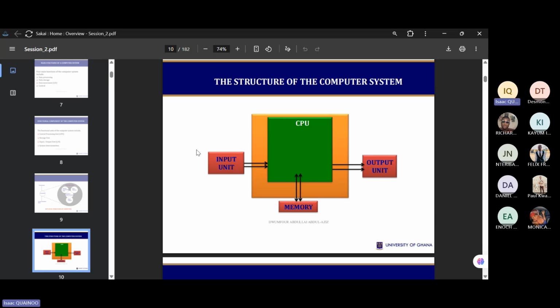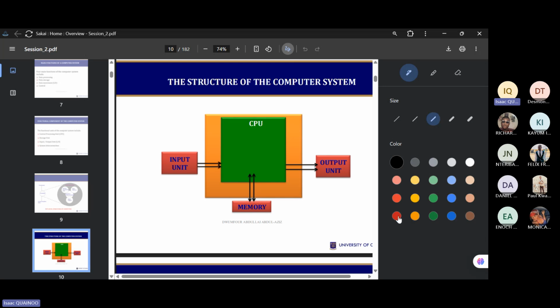You should have an input unit that feeds data into the system. The job of the input unit is just to feed data into the system, just like the human eyes, the skin, and the tongue feed data into the body. And then you have the CPU, and we said that the CPU is the main processing power of the computer.